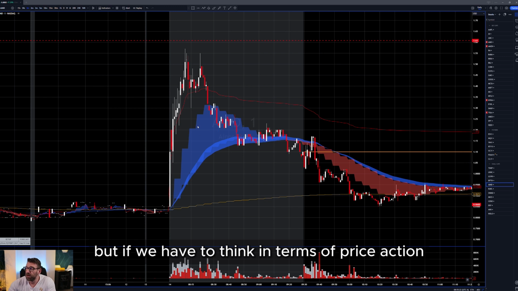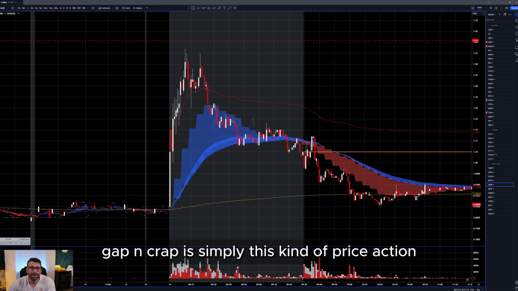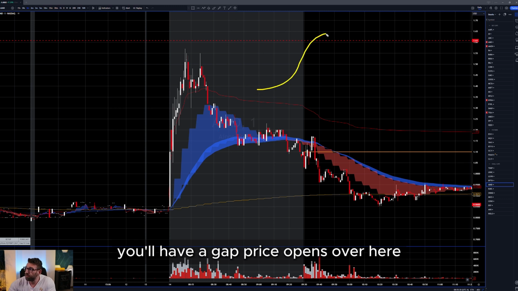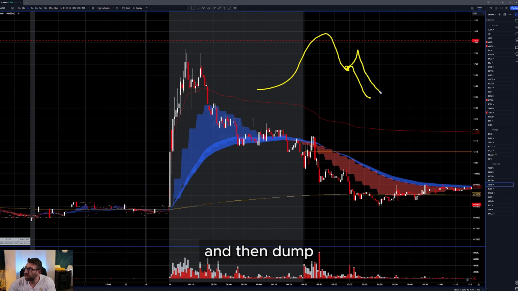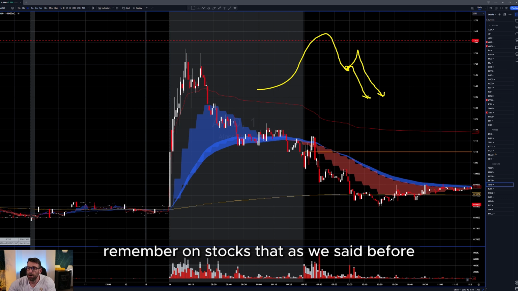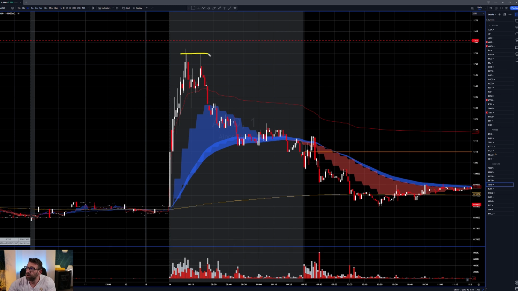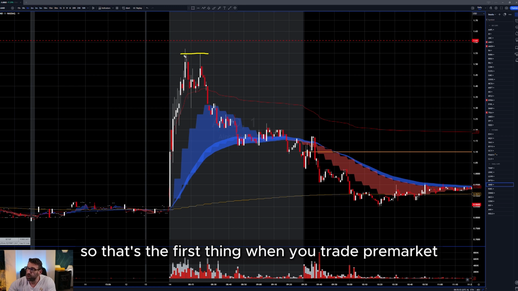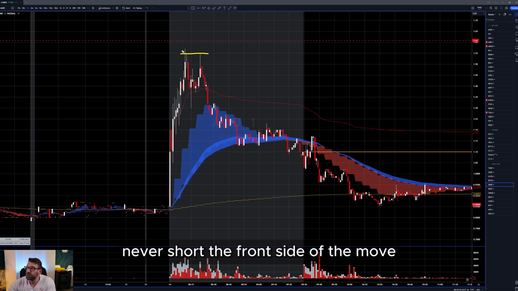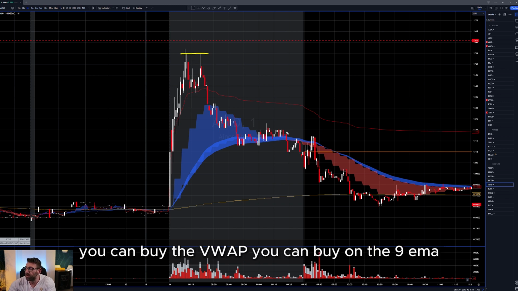But if we have to think in terms of price action, how gap and crap works. Gap and crap is simply this kind of price action. You'll have a gap, price opens over here, it can dump directly, or it can pop over here and then dump. Remember, on stocks that, as we said before, have those parameters. So over here in pre-market, we can see a double top. Often we will see this. So that's the first thing when you trade pre-market, and this is going to be in another course: never short the front side of the move, but instead look to buy the front side of the moves. You can buy the VWAP, you can buy the 9 MA.